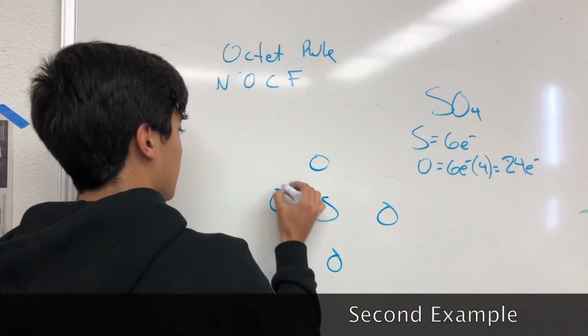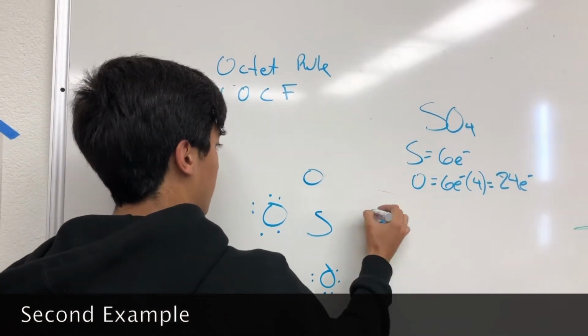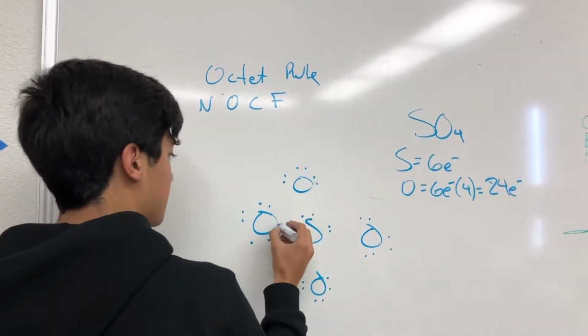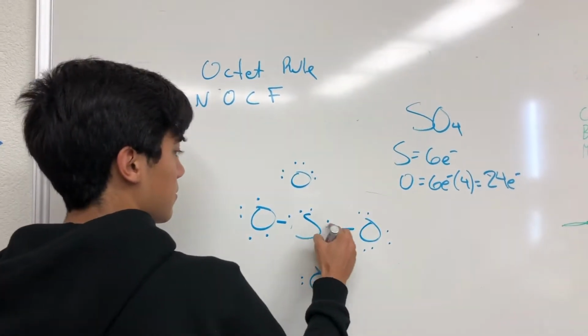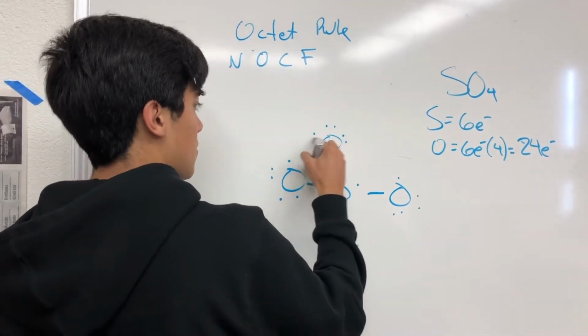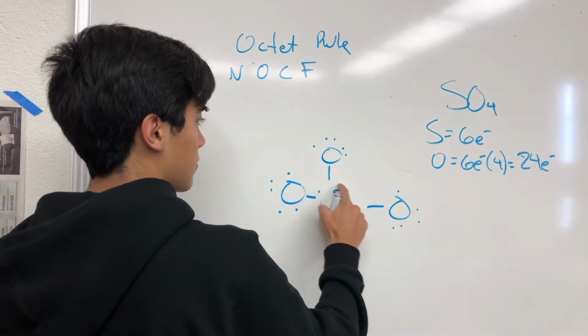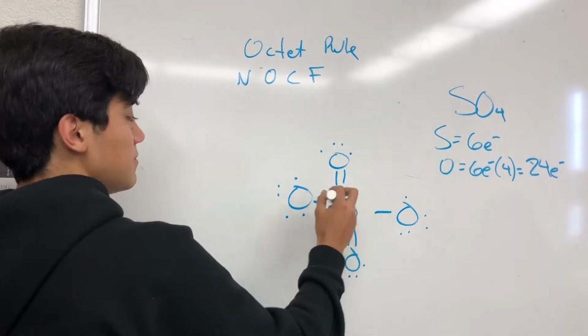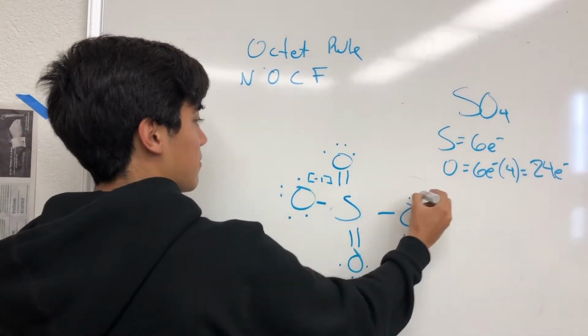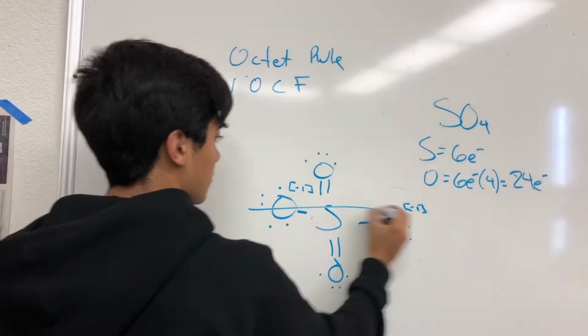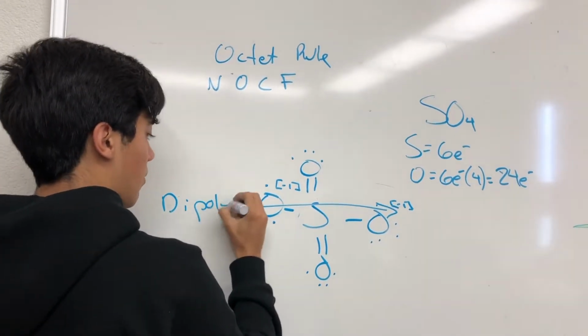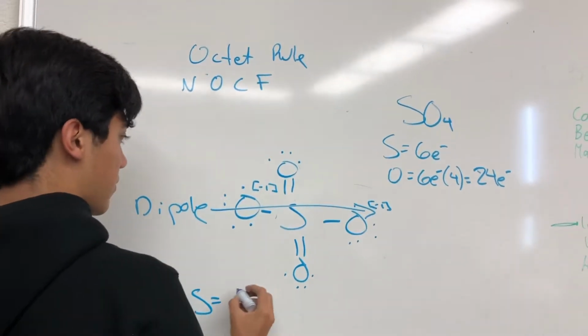This is for sulfur and oxygen. Oxygen has to have 8 valence electrons, the octet, and sulfur can have more than 8. So here it doesn't matter how many bonds sulfur has. So little by little you make the bonds, and after you have sulfur with more than 8 electrons in its outer shell, there's a dipole moment because it goes from negative to positive to negative.